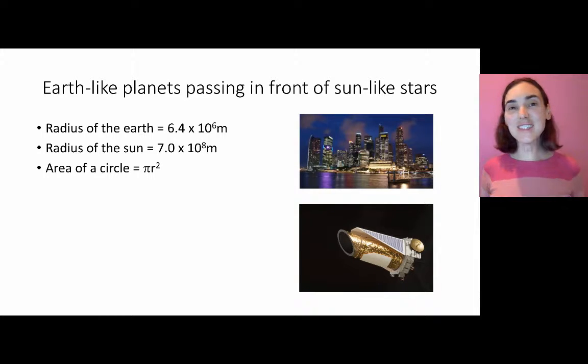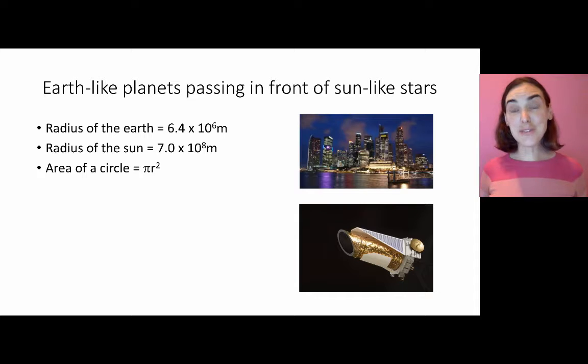To answer this, let's consider Earth-like planets passing in front of Sun-like stars. And we'll need some radius data. So the radius of the Earth is 6.4 times 10 to the 6th meters. And the radius of the Sun is 7 times 10 to the 8th meters. So the Sun is about 100 times as big as the Earth. And we'll also recall the formula for the area of a circle, which is pi r squared.